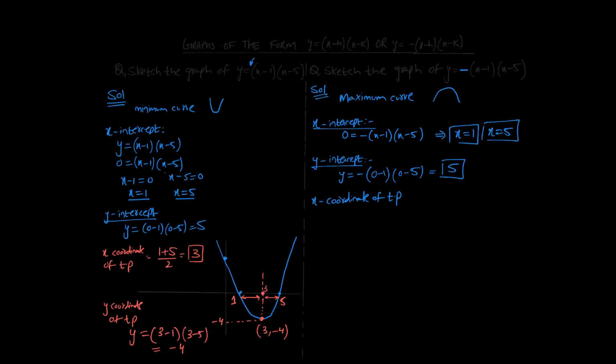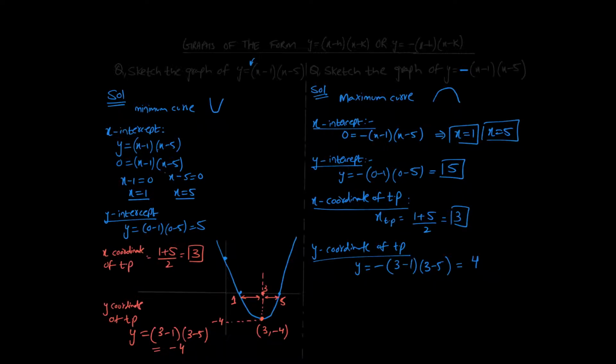In order to find the x coordinate of the turning point, you will take the average of the two roots, two x-intercepts, because it will be lying on the line of symmetry. So again it comes at 3, but the y coordinate this time would change. The y coordinate of the turning point, you will plug the x value back into the equation, and what you observe from here is that the y coordinate comes out to be positive 4.